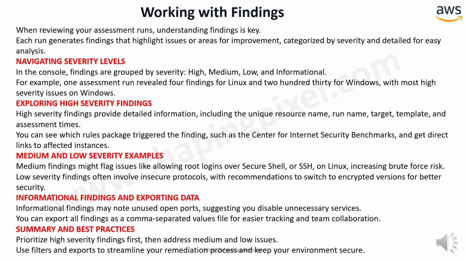High-severity findings provide detailed information, including the unique resource name, run name, target, template, and assessment times. You can see which rules package triggered the finding, such as the Center for Internet Security benchmarks, and get direct links to affected instances.